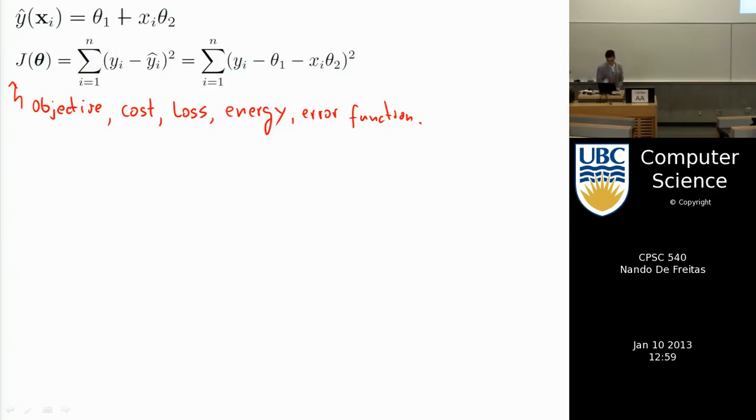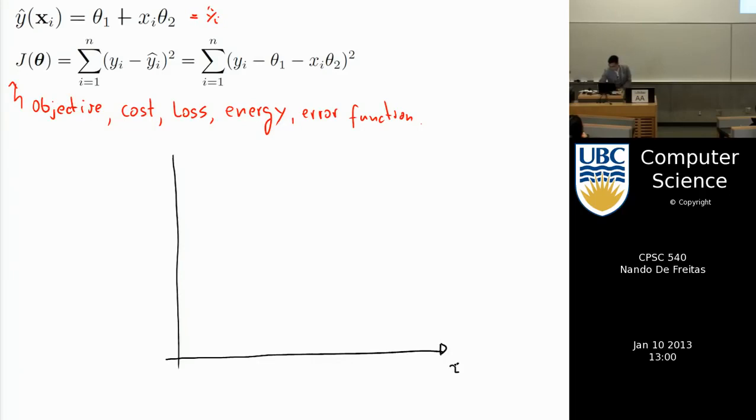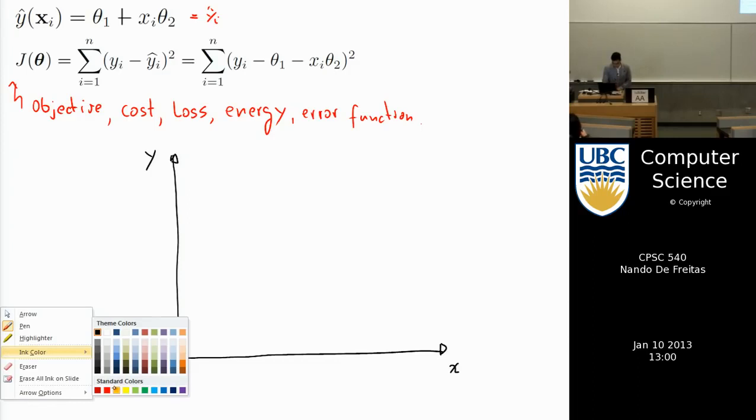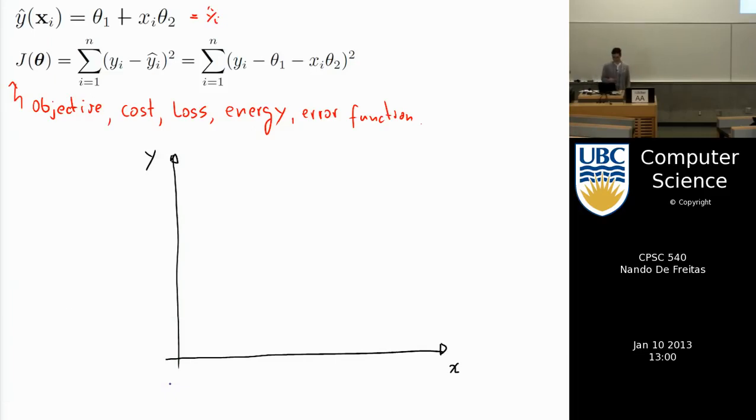For short, I'm using this notation: instead of writing y of x i, I'm just calling it y i. What's the picture that goes with this? We have two variables, x and y. i is an index of the examples, and in this case, we have n examples. Typically, we have a bunch of points, and then we draw the line that fits the points. I tend to do it the other way around. I draw the line first, and then the points. That's seriously cheating, but it makes it easier to explain.